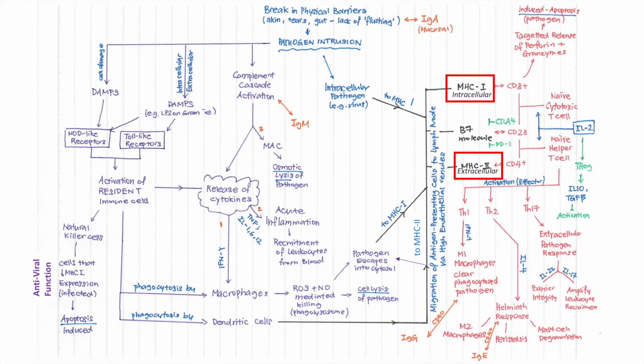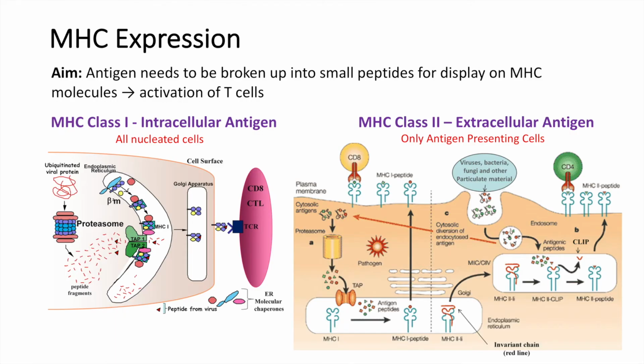Okay, so now we move on to the black part, which is your antigen presentation. It's the link between your innate and your adaptive immune system. Basically, as you know, there are two classes of MHC: MHC class 1 and MHC class 2. In MHC class 1, we are dealing mainly with intracellular antigens, while for class 2, we are dealing mainly with extracellular antigens. Another difference is that MHC class 1 is present on all nucleated cells, while MHC class 2 is only present on antigen presenting cells such as the dendritic cells.